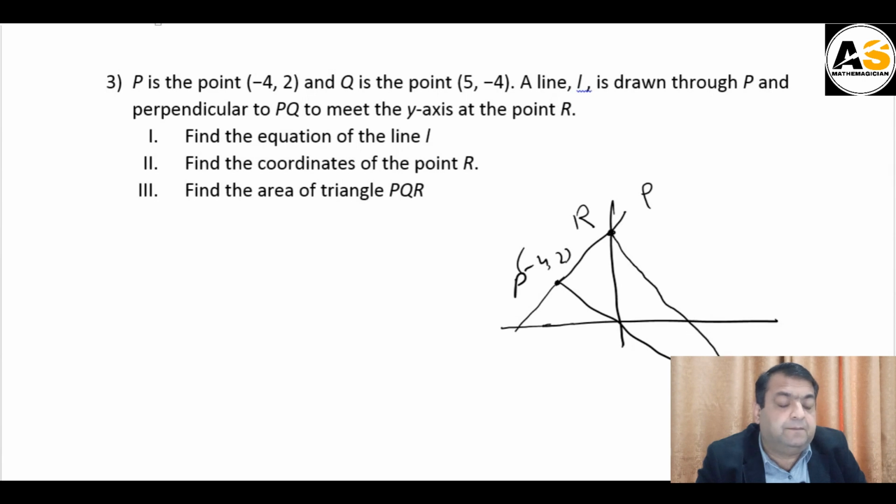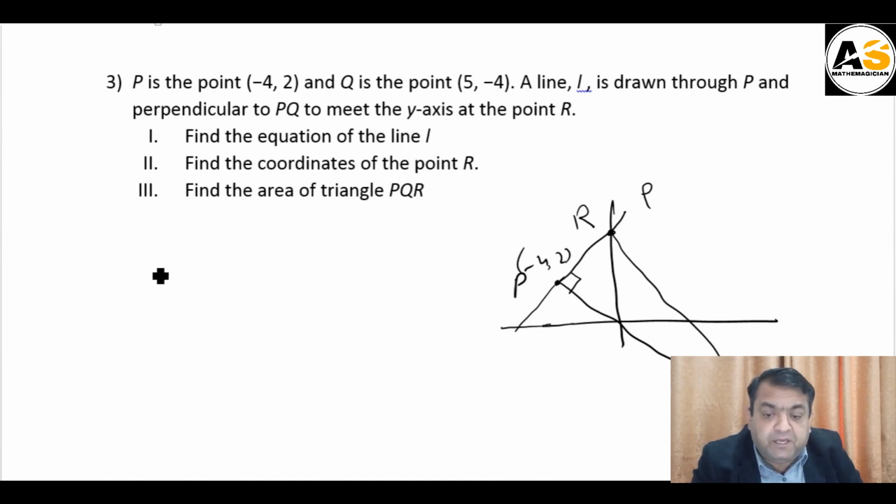This area PQR, this angle is 90. First of all, for the equation of L, we can find the equation by using gradient intercept form. Intercept is not given for L, so we can find the equation by gradient point form. Gradient can be calculated.